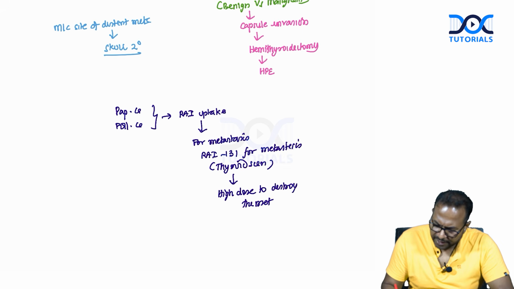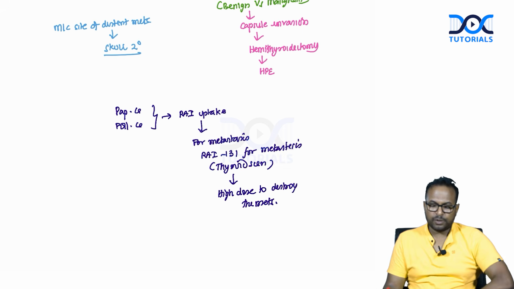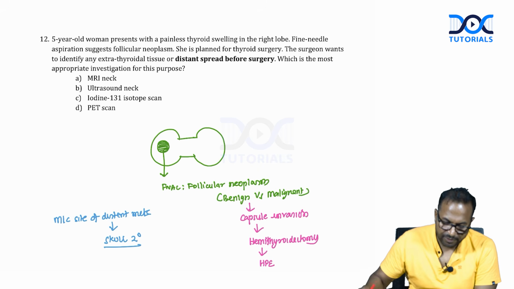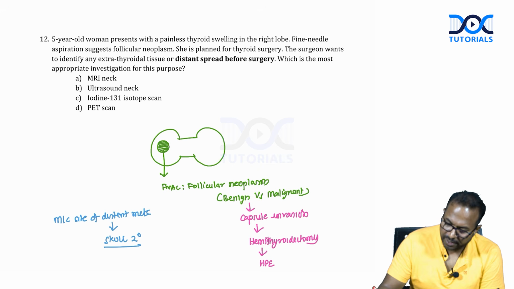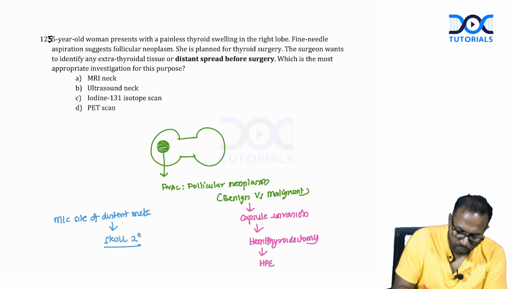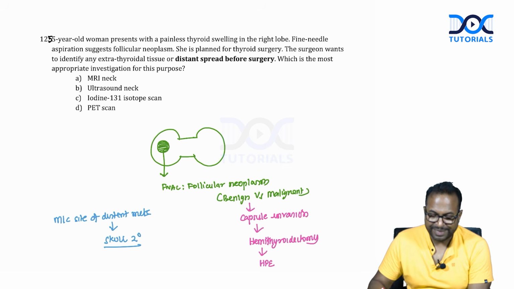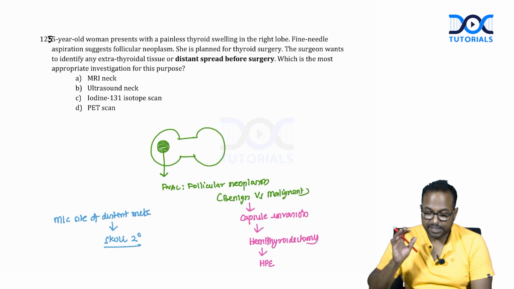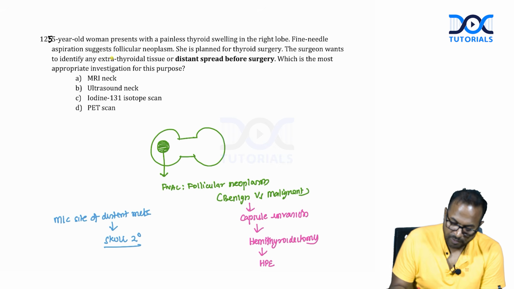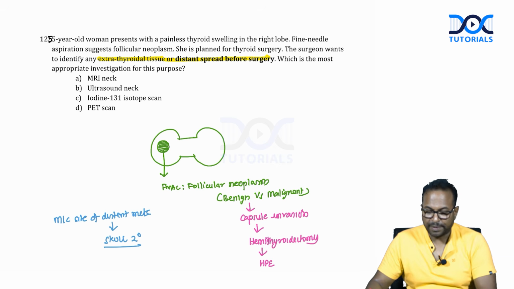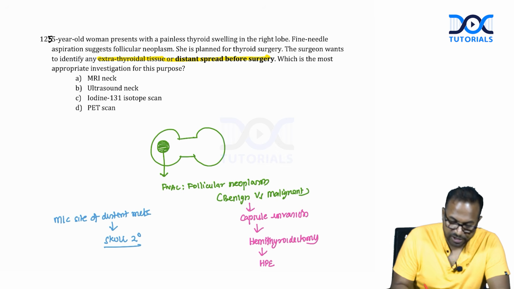But there is a catch point in this question. Please read the question. A 55-year-old woman presented with a painless thyroid swelling in the right lobe. FNAC suggests follicular neoplasm. She is planned for thyroid surgery. She wants to know about any extra thyroid tissue or any distant spread before surgery. What is the appropriate investigation for this patient?